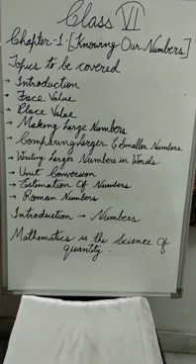Here, maths chapter 1, knowing our numbers. The entire purpose of this chapter is to revise whatever has been learnt in earlier classes. Topics to be covered in this chapter are introduction, face value, place value, making larger numbers, comparing larger and smaller numbers, writing larger numbers in words, unit conversion, estimation of numbers, and the last, Roman numbers.